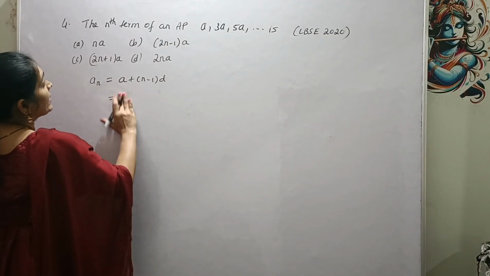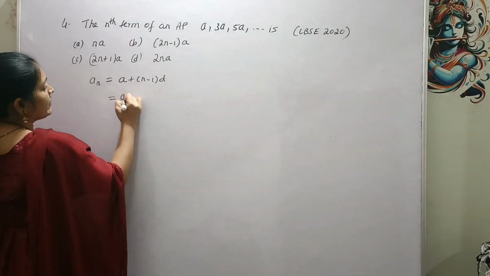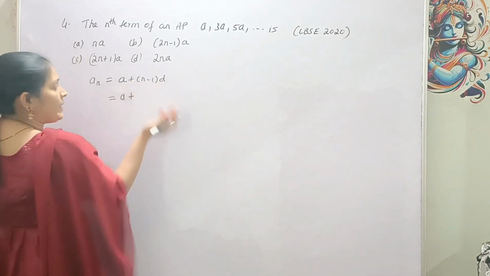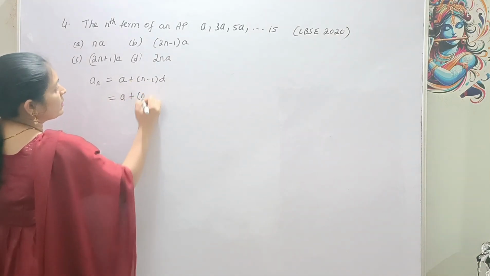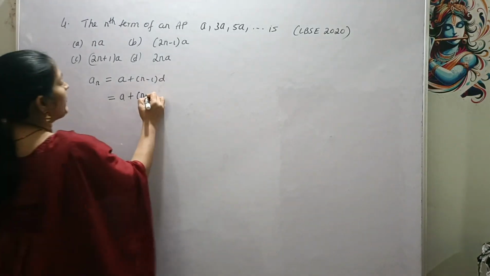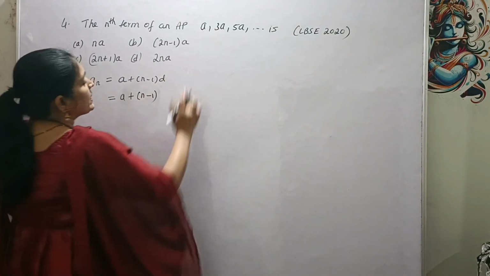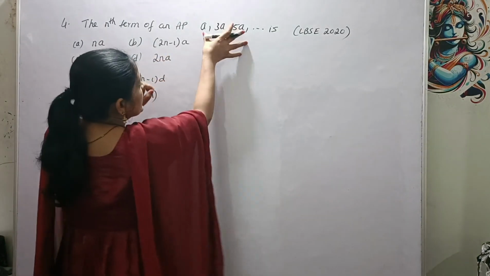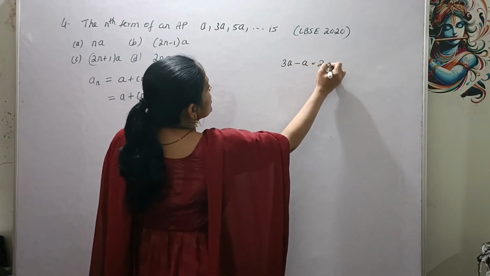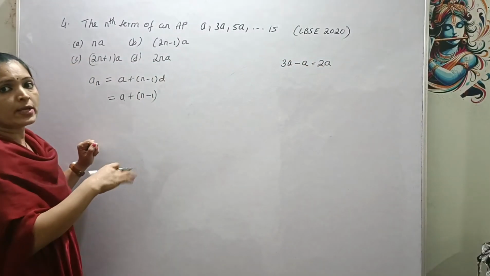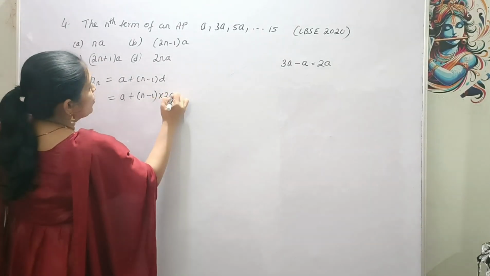a. What is a? The first term is a itself, right? Plus n minus 1 into d. We have to find the nth term, so n we don't know. d is, since it is given that it's an AP, therefore d is 3a minus a, that is 2a. So 2a is the common difference, into 2a.